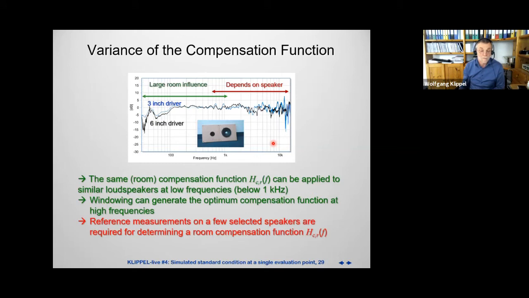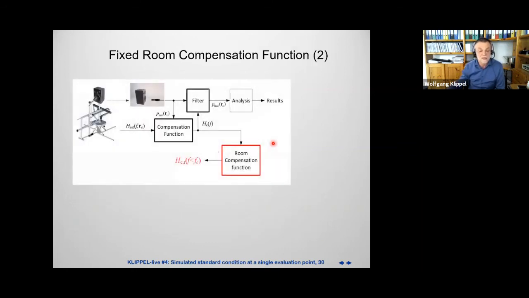So that's the idea. We recommend that you do not take the compensation function from one DUT as the reference. We recommend that you measure multiple speakers and check or do some statistics on the room compensation function, and then you can decide whether to generate a fixed compensation function. Here it is illustrated.